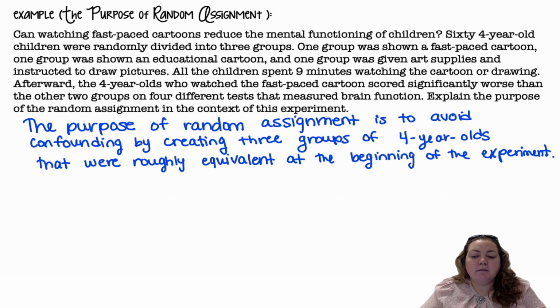So the purpose of random assignment is to avoid confounding by creating 3 groups of 4-year-olds that were roughly equivalent at the beginning of the experiment.